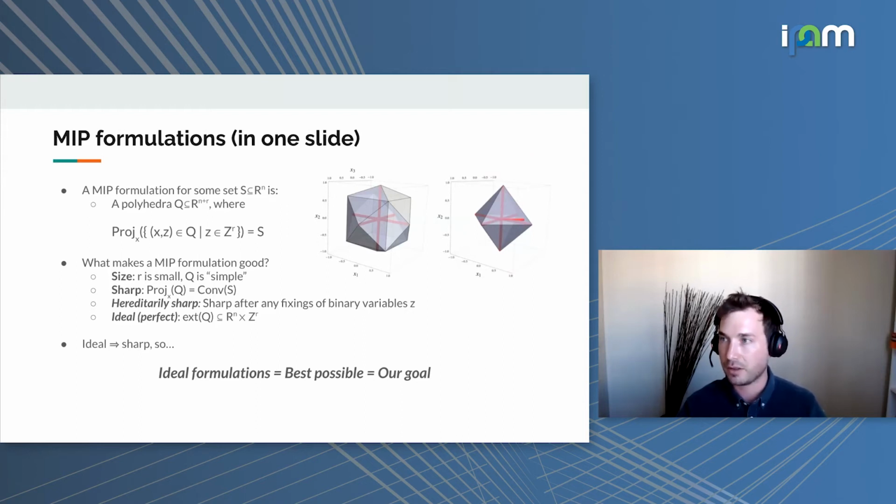It recovers the convex hull of the red lines. We also have a notion of what's called a hereditarily sharp formulation, which essentially means that you retain this sharpness property throughout the branch and bound tree. And the holy grail, the best you can hope for, is what's called an ideal formulation. This is a statement about the extreme points of your LP relaxation, and it is really the best you can hope for in terms of strength. It implies sharpness, this other property. And this is what we're going to be shooting for in the context of this work.